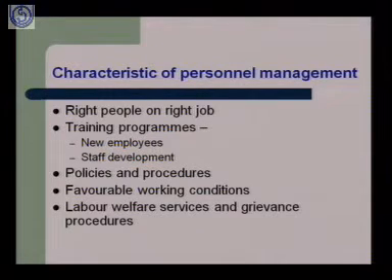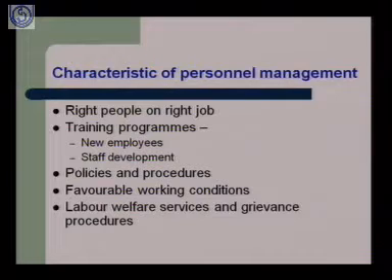Then policies and procedures. The main function of the personal management department is to make the policies: what policies the personnel will be following, and what the procedures are, like a recruitment procedure, or for any administrative work, what the procedure is to do that work. Then favorable working conditions; the person should have a favorable working condition, then only the person will be satisfied. They should also have all the resources available to perform a particular procedure.